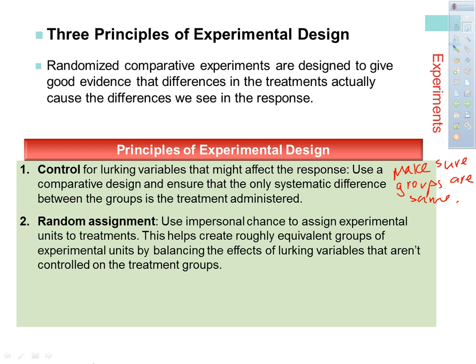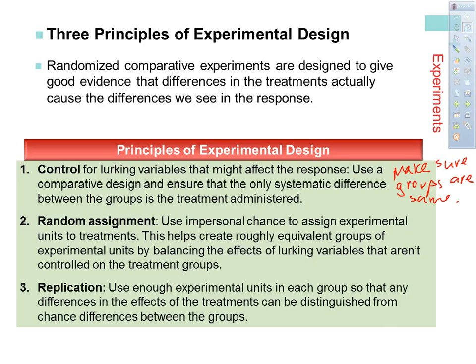And then once we have that control group, we're going to make sure that we're randomly assigning. We're going to use impersonal chance to assign experimental units to treatments. Again, we want to make sure that between the 2 groups there's not a systematic difference. So that's going to help us create these equivalent groups as well. And then last but not least, replication.